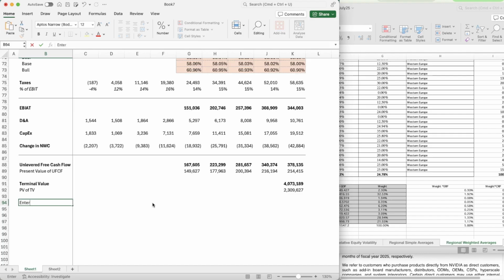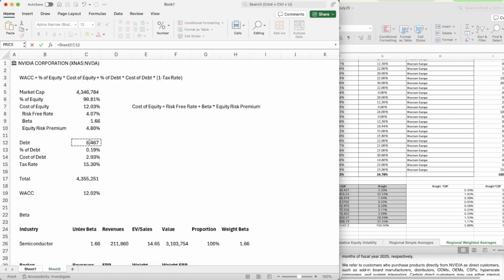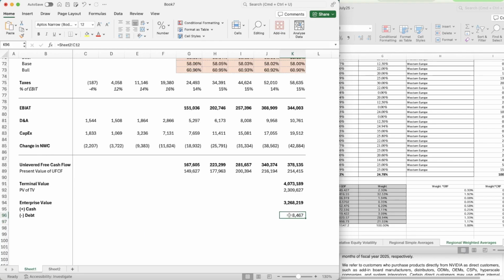The next step is we want to know what the enterprise value is. And you just go equal sum. You take the present value of the terminal value and all of these present value of the cash flows that we forecast. And we want to add cash back in and subtract debt. We know the debt because we calculated it for the WACC. So just put that equal to there.